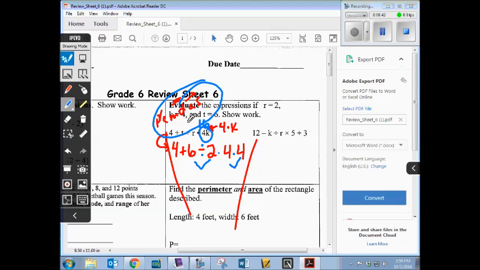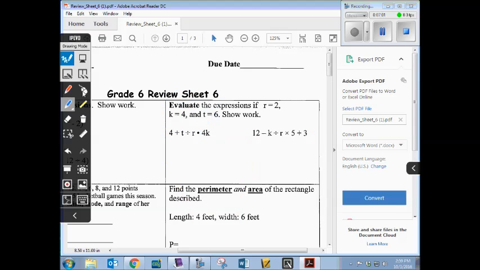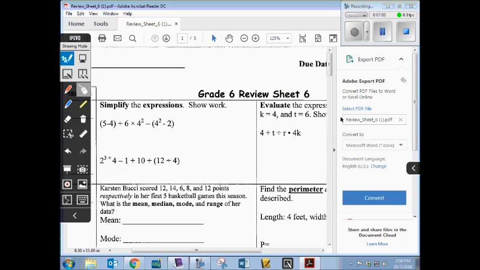So remember, the first step to evaluating an algebraic expression is to turn it into a numeric expression. You should be doing no mathematics at all. You should not be adding, subtracting, multiplying, or dividing, or doing an exponent until you've converted it to a numeric expression. Okay, obviously this one over here is going to be the same way. Okay, all right, let's go on here.